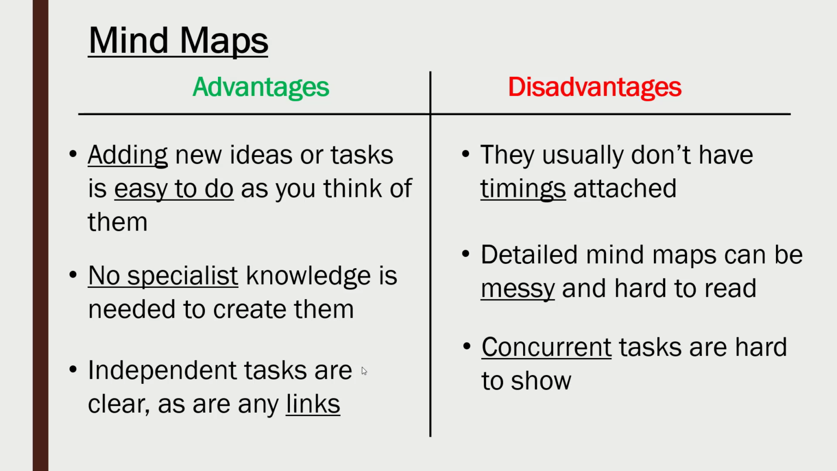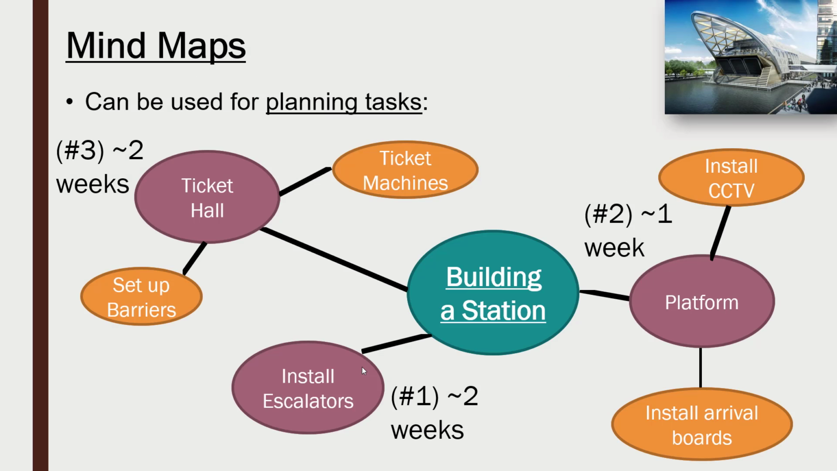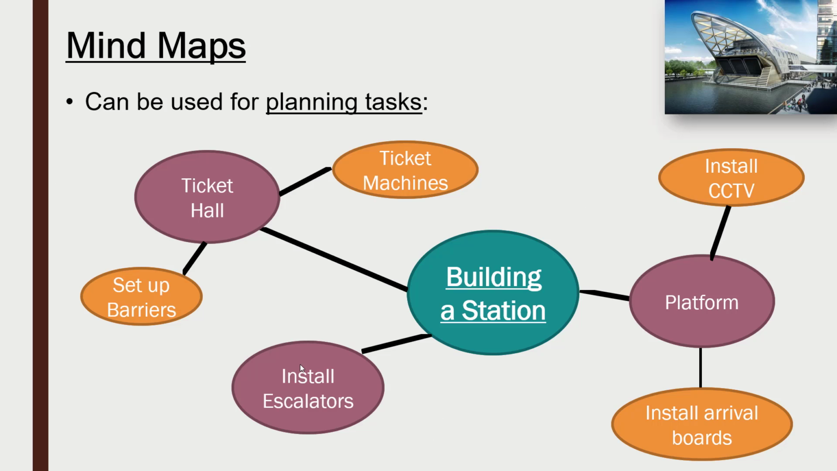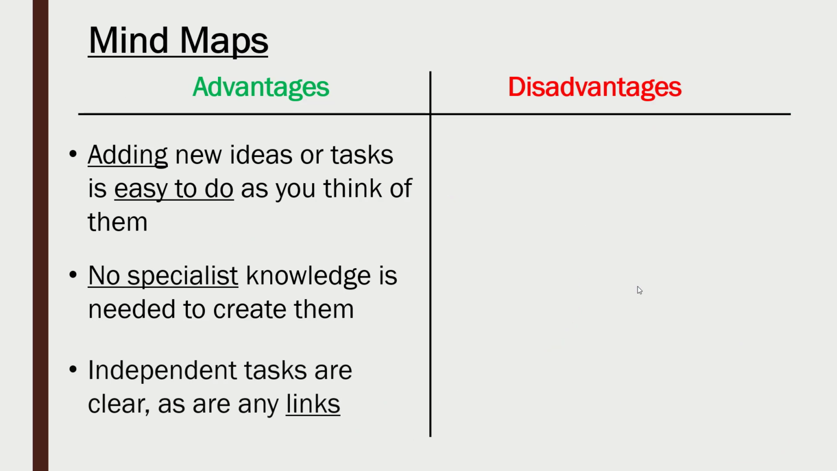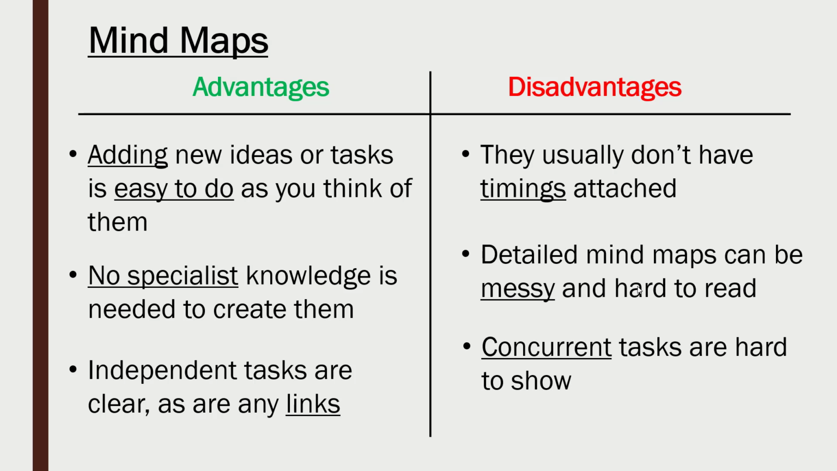It's also very difficult to show any concurrent task. So here, it's not obvious what tasks can be done in parallel. If you didn't have timings in particular, how do you know the order? How do you know that a ticket hall can't be done at the same time as making the platform? You don't. So it's not really designed for showing concurrency, and so another planning tool might be required for your formal, sophisticated plan. Because if you are presenting your mind map to your manager, they might think it's not a particularly formal way of planning.